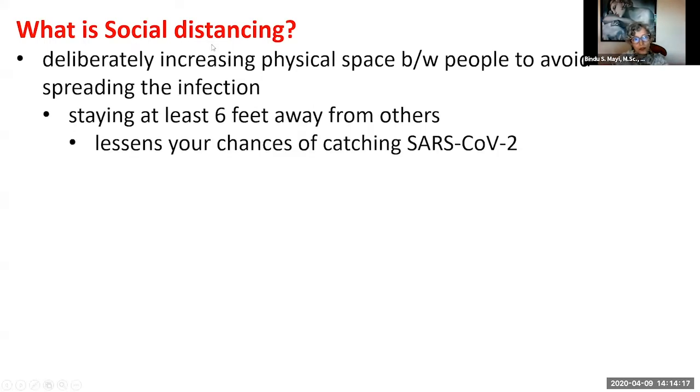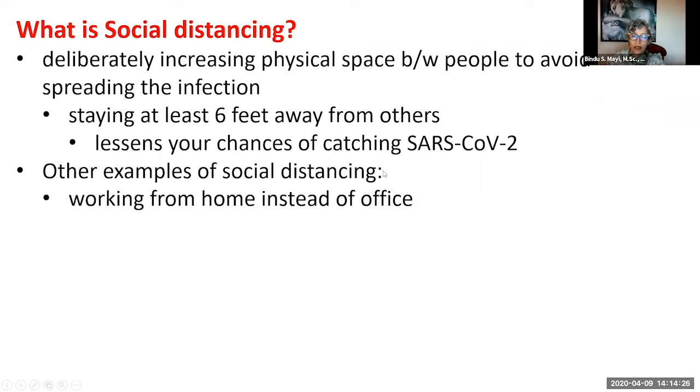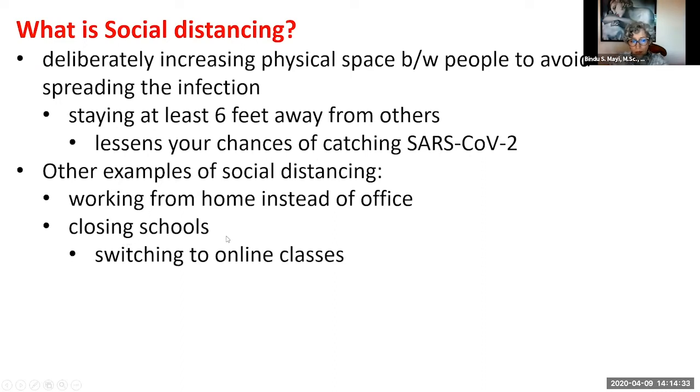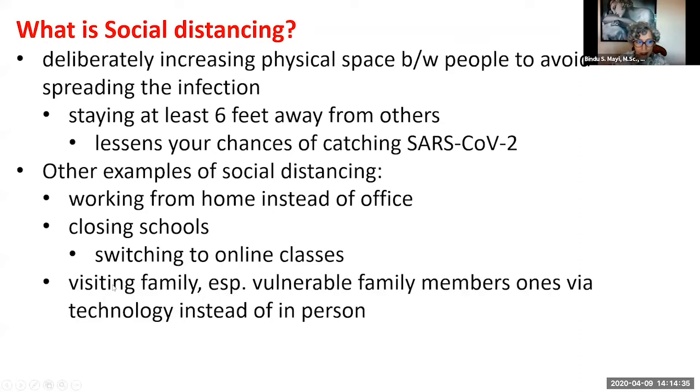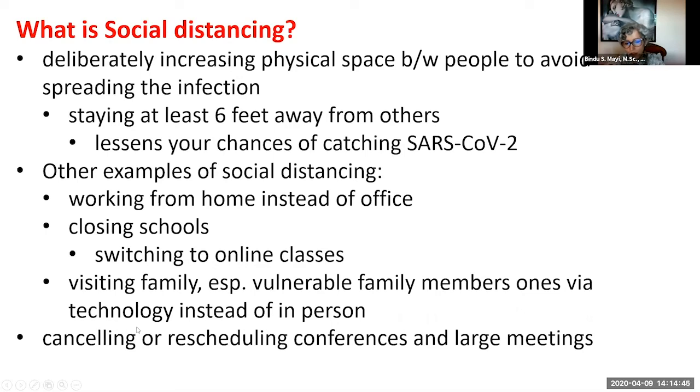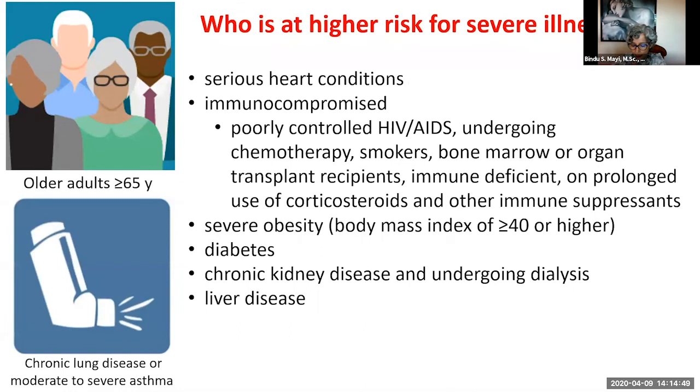So what does social distancing mean? When we deliberately increase physical space, staying at least 6 feet away from others, this lessens our chances of catching the infection. Other examples of social distancing include working from home instead of the office, which is what I'm currently doing, closing schools and switching to online classes, right? Visiting family, especially vulnerable family members, by using technology instead of visiting in person, and canceling or rescheduling conferences as well as large meetings. All of these things are happening currently.